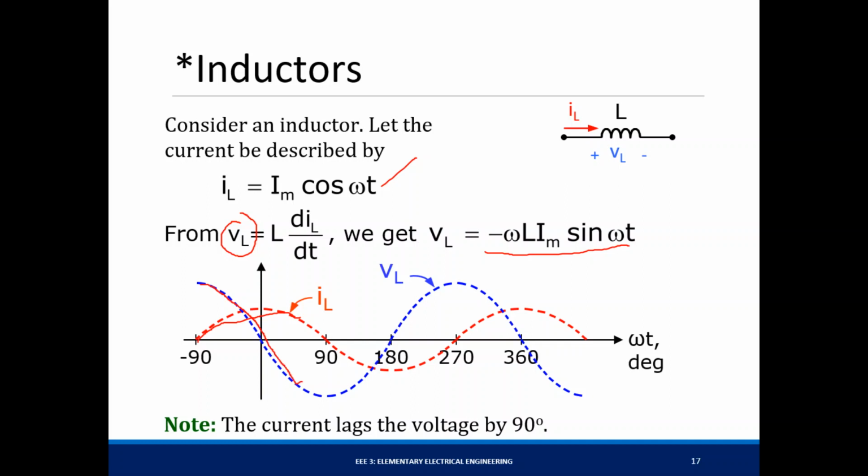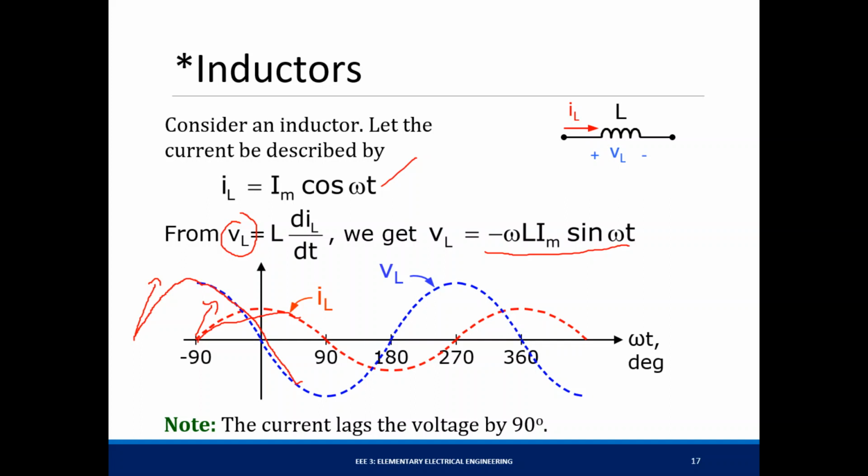Right? So with this, we can see that the current lags the voltage by 90 degrees. The voltage leads the current. So if we extend this drawing here, the voltage rises first before the current rises. Therefore, the current lags the voltage. And in this case, it's 90 degrees.